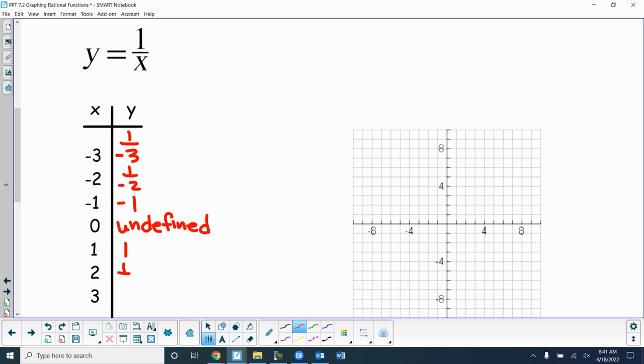And then 1 divided by 1 is 1. 1 divided by 2 is a half. 1 divided by 3 is a third. Okay, so if I were to plot those points, negative 3, negative 1/3 is like there. Negative 2, negative 1/2 is like there. Negative 1 is there. Okay?